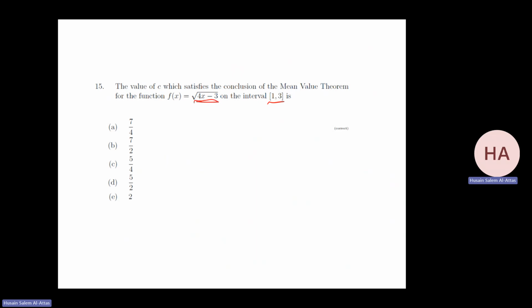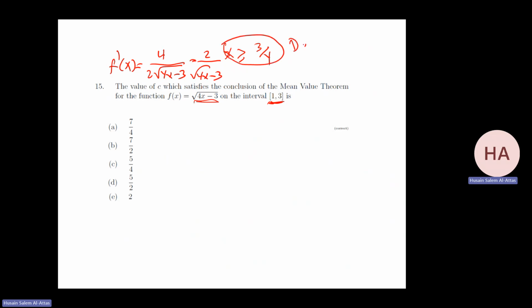Yeah, the function has a problem only at x equal 3 over 4, the domain. And this is okay with this interval. So nothing to worry about. Let me check the f prime. f prime at x will be what? 1 over 2 root 4x minus 3 times 4. So it will be 2 over root 4x minus 3. Yeah, this is just the domain.